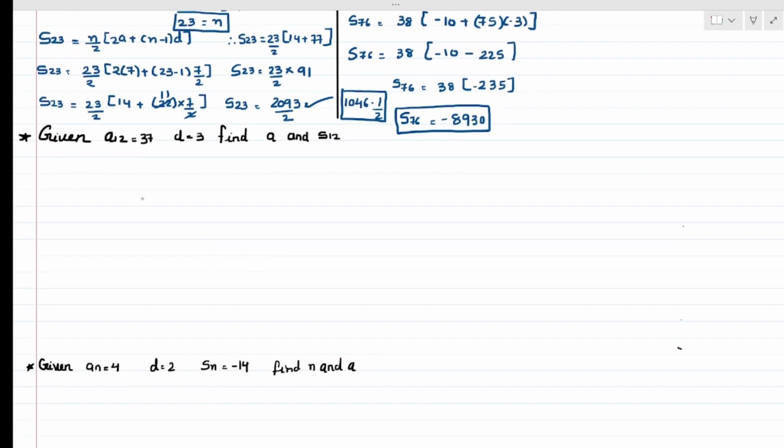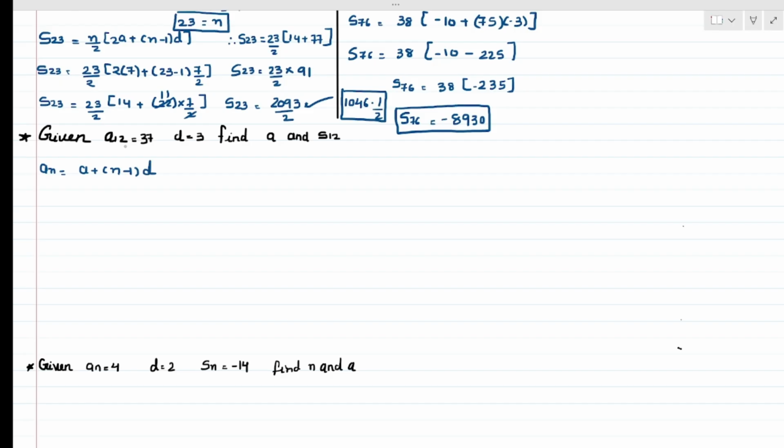In this question, we are already given A12. What is our A12? A12 is 37. D is 3. You need to find out A and S12. Okay. A12 is given. But now we need to find out S12. So from AN's formula, we can find out the value of A first. Yes, we can. So substitute the formula of AN. AN is equal to A plus n minus 1 D.